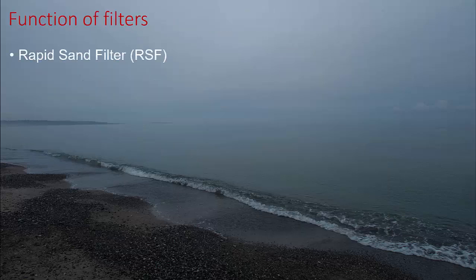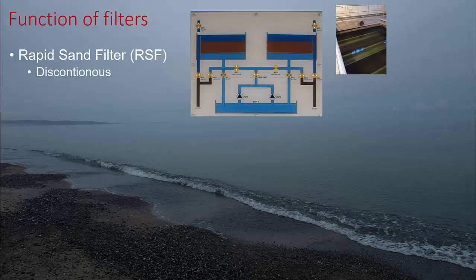Function of the filters. Rapid sand filters can be discontinuous, which means that you stop when you need to backflush or remove the material that you filtrated away in the filter media or the sand. You see here on the schematics you have a reservoir with two pumps. Normally when the water is filtered, it goes through the sand down to the reservoir.